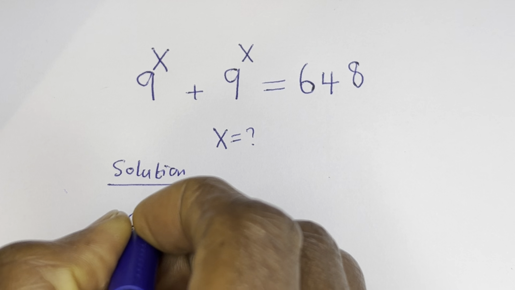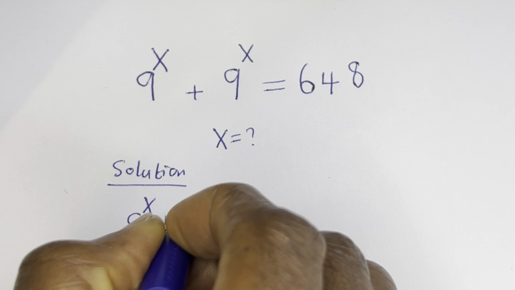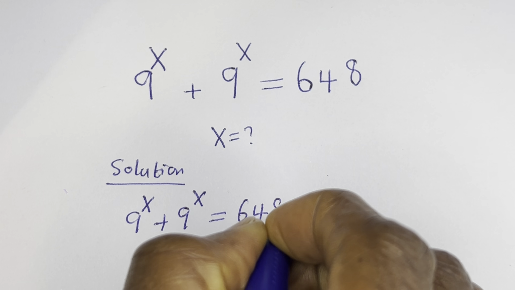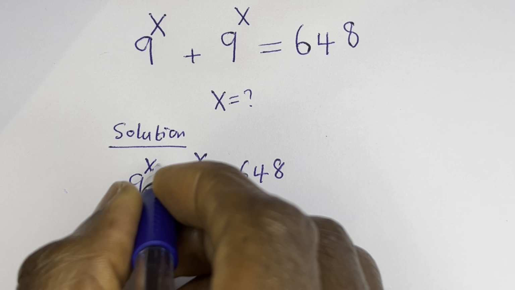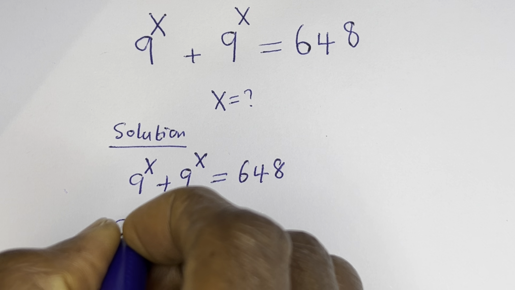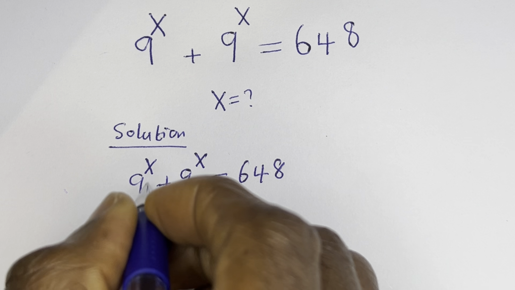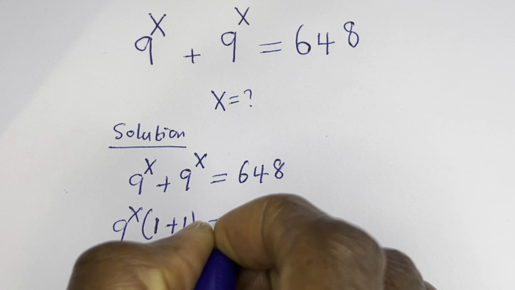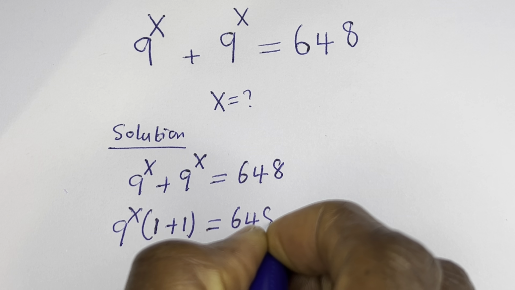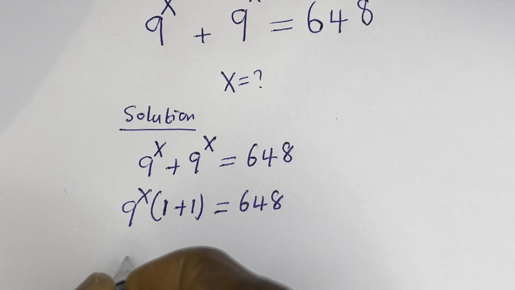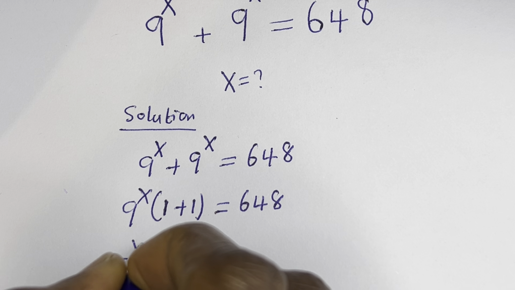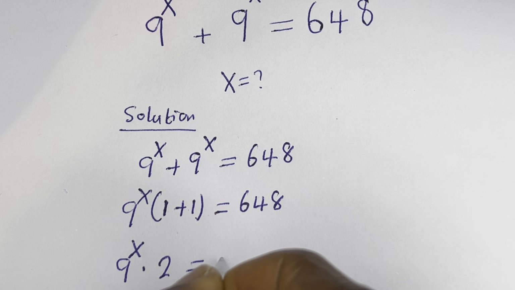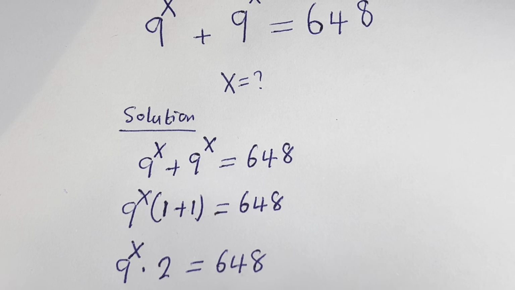We have 9 to the power of x plus 9 to the power of x is equal to 648. Then here, 9 to the power of x is common. Let's bring it out. 9 to the power of x, bracket, this divided by this is 1, plus this divided by this is 1, is equal to 648. Then we have 9 to the power of x multiplied by 1 plus 1, this is 2, is equal to 648.